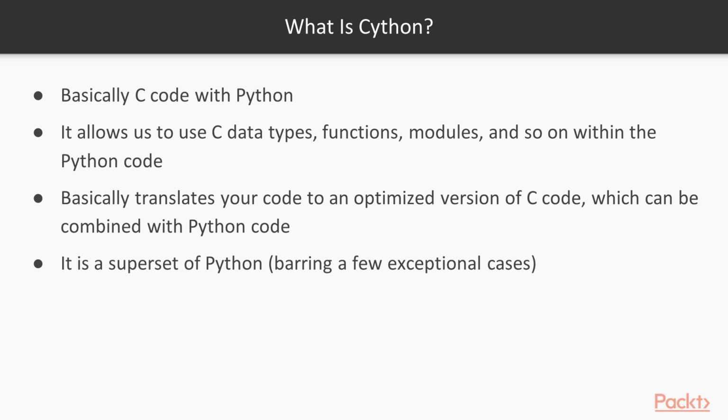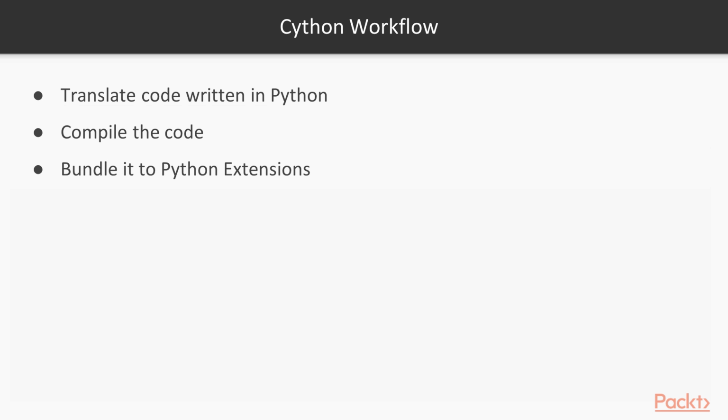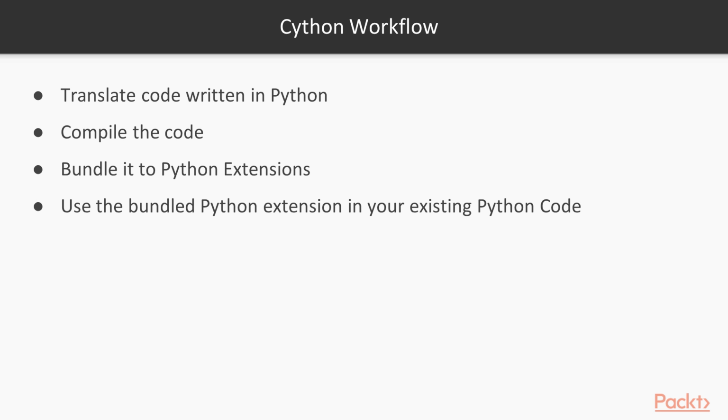So before we move ahead on how Cython works, let's understand the Cython workflow. First, you translate the code written in Python to Cython code. So basically, you try to identify the code that you want to optimize and you translate it to Cython. Then you compile the Cython code and bundle it into Python extensions. Once these steps are done, you use the bundled Python extension in your existing Python code.